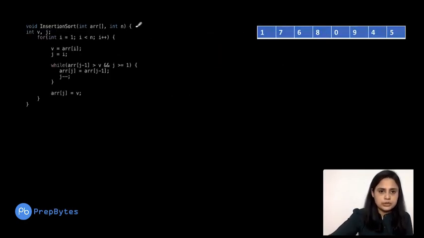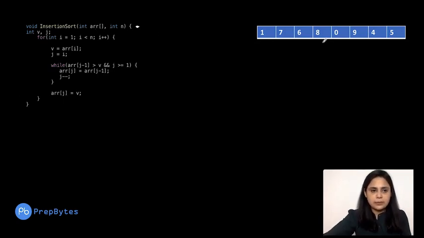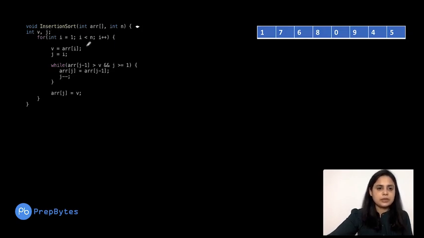Okay, so this is the code of insertion sort. I hope it is visible. So now what happens here is that I have taken the same array. So we have v and j. We have taken these two variables. Now let's see what happens.